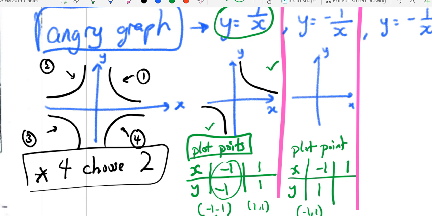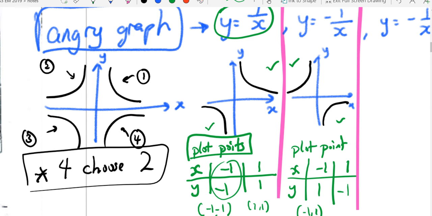What about 1? Negative 1, right? So which section? The fourth one. So the answer is like that and like that. Do you see why it is not confusing? Do you see it's easy now?